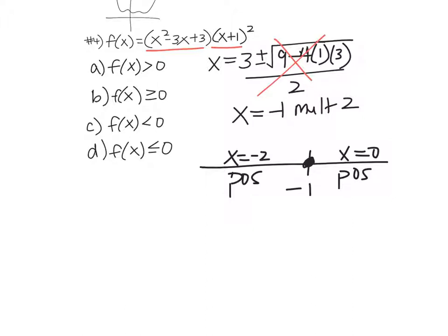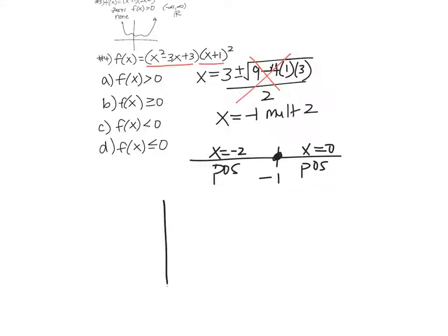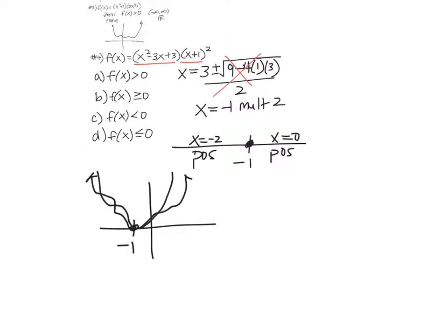If you think about this as its graph, negative 1 is its only 0, and this is a 4th degree polynomial with a leading coefficient that's positive, it's going to go something like that. It's going to be above the x-axis except at negative 1. So let's go ahead and answer all these questions here. It doesn't really look like that, but I don't care what it looks like. I'm just asking, is it above, is it below?